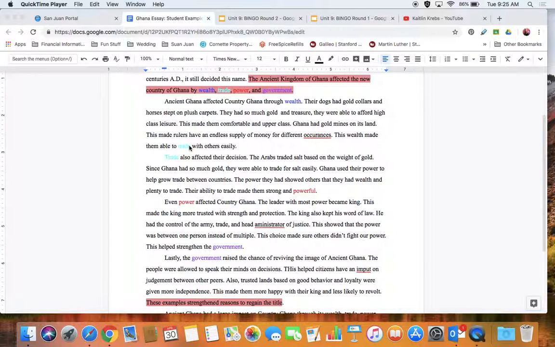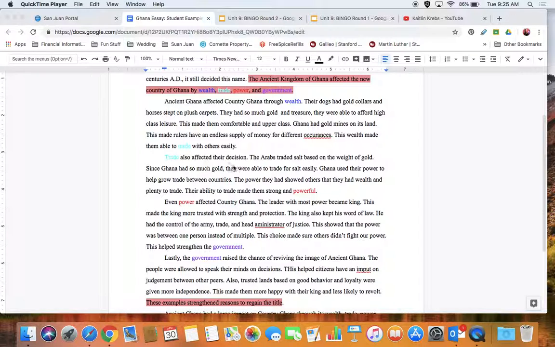They were able to trade. Well, why is trade important? Guess what? That's my next paragraph. So this transition was not required, but it is a very good habit to be into, because what it does is provide a very smooth read for your reader. They're able to understand that this is a train of thought that is organized into different sections.